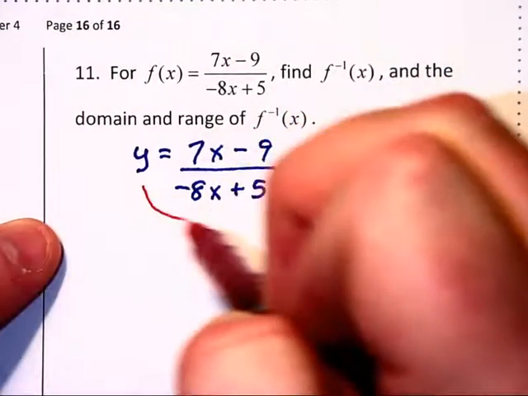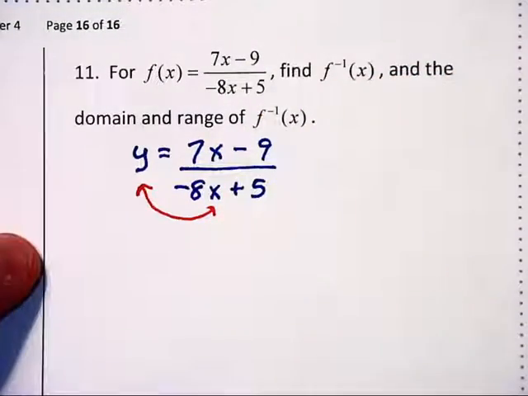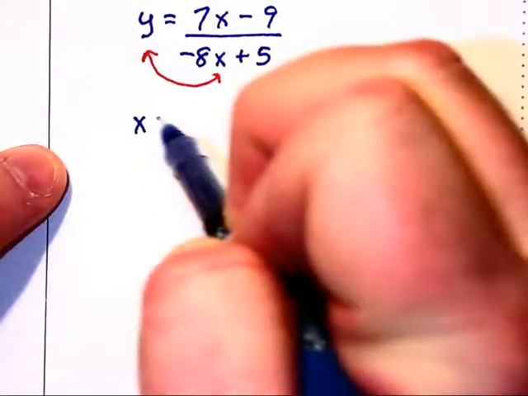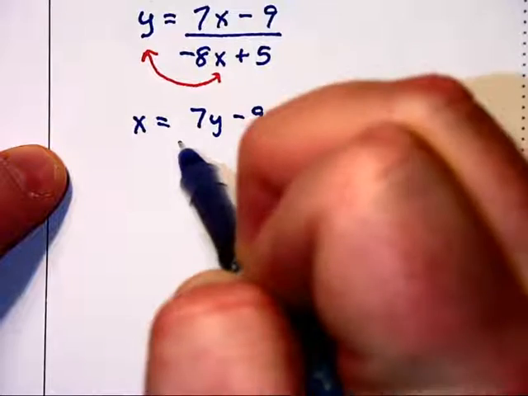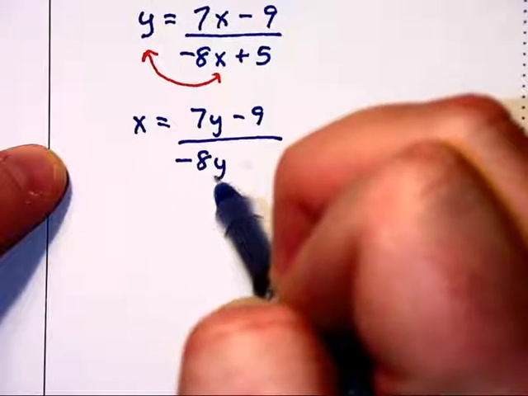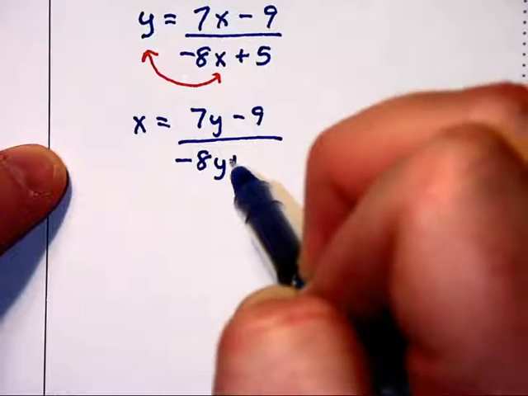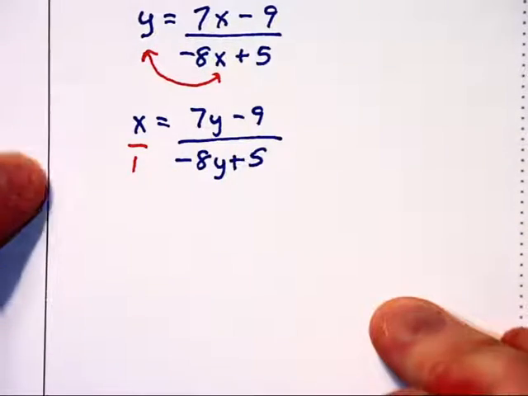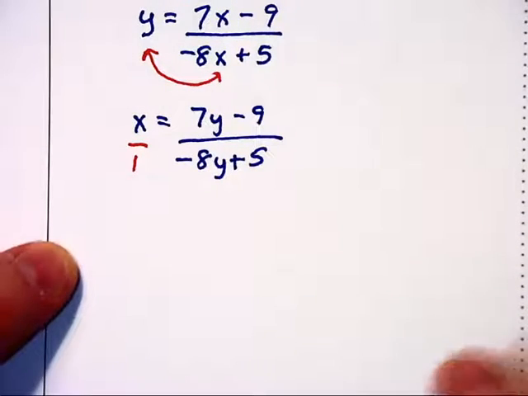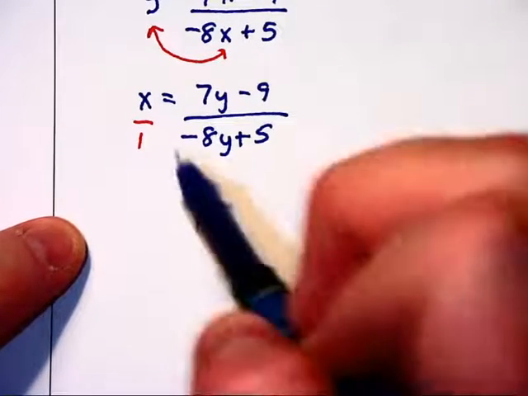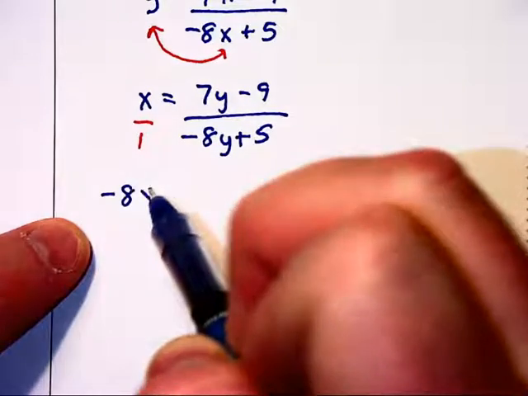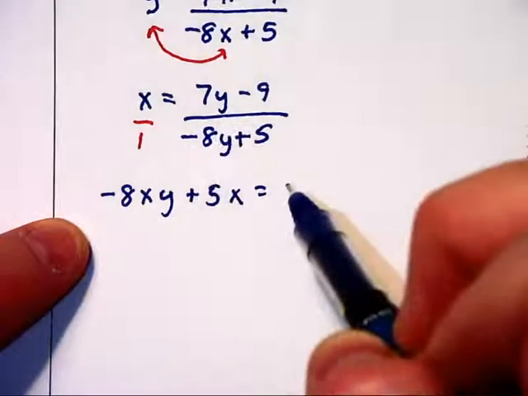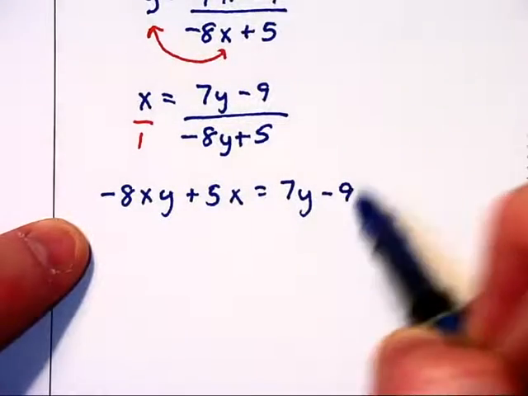Now we want to do the switching of the x and y, which is common whenever you're trying to find this inverse. So we will have x equals (7y minus 9) over (negative 8y plus 5). Okay, we don't like the fraction here. We will think of this as x over 1 on the left, and we will cross multiply. The diagonal with the x in it will give us negative 8xy plus 5x. The other diagonal will be 1 times (7y minus 9).